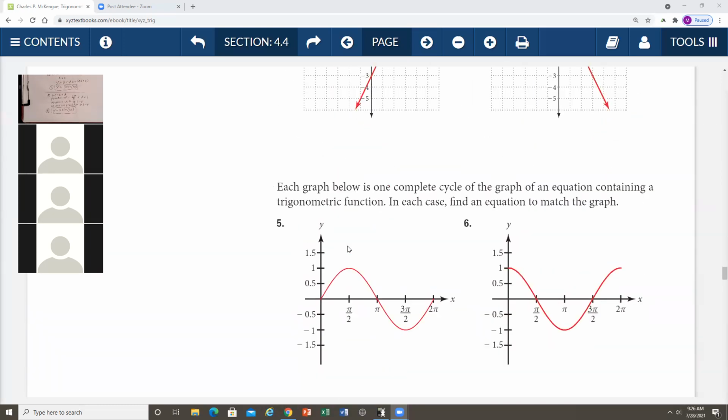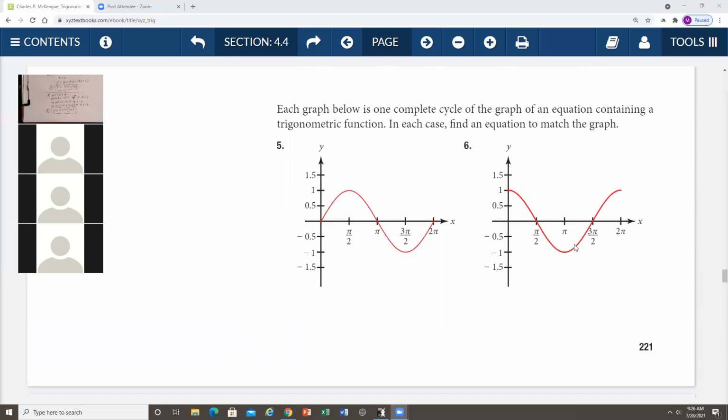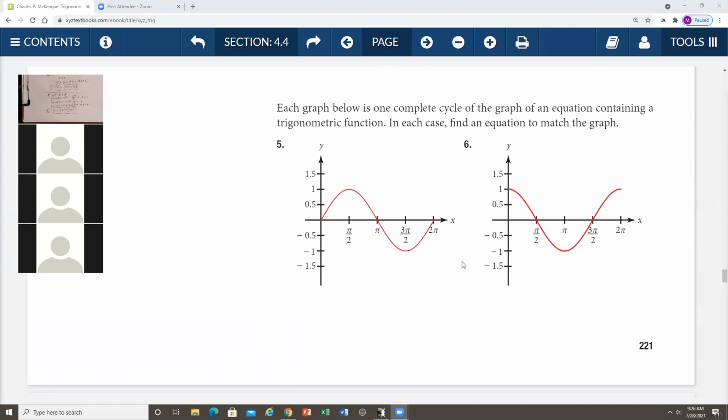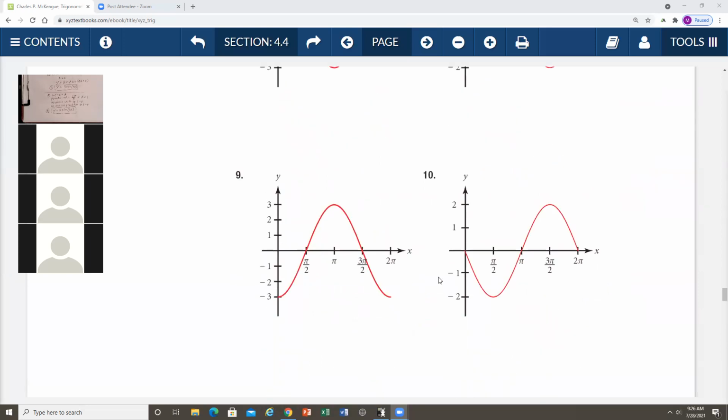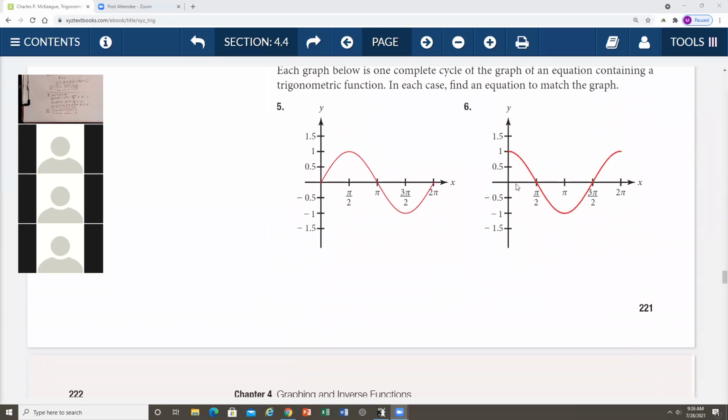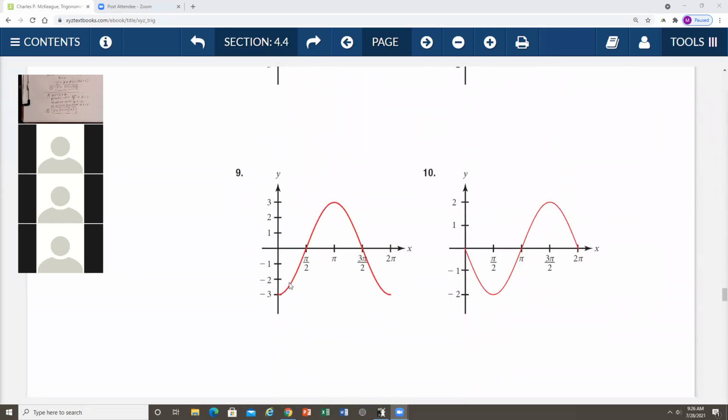Cosine. Number 5 or 6? 6. Okay, 6, cosine. Why? How is our graph in number 9 different than the graph in number 6? What has happened to the graph of number 6 to give us the graph of number 9? Flipped. First of all, it looks like our graph has flipped about the x-axis because we're not starting at x equals 0 high, we're starting at x equals 0 low. You see, we're starting at -3 low at x equals 0. So it looks like the cosine graph has been flipped.